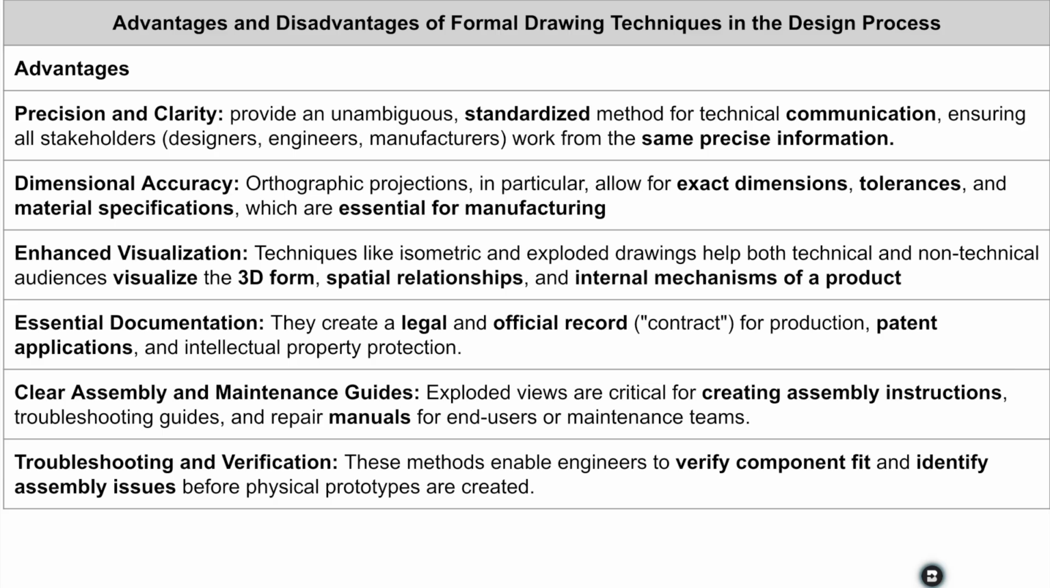They're essential for documentation. They create a legal and official record or contract of a product for patent applications or intellectual property protection. There are clear assembly and maintenance guides, so exploded views are critical for creating assembly instructions, troubleshooting guides, and repair manuals for end users or maintenance teams. Troubleshooting and verification: these methods enable engineers to verify components fit and identify assembly issues before a physical prototype is created. And that saves a lot of money because physical prototypes are difficult to make and are expensive.